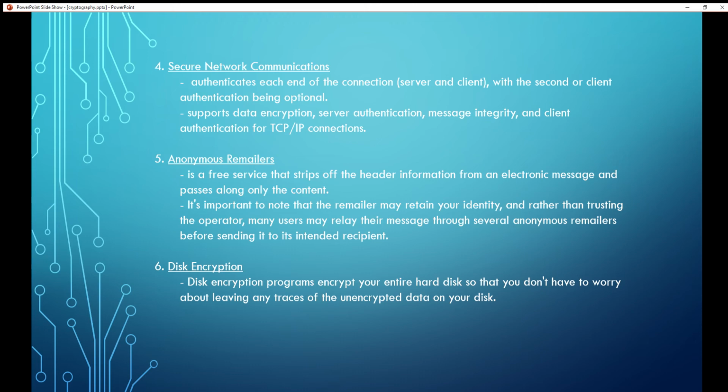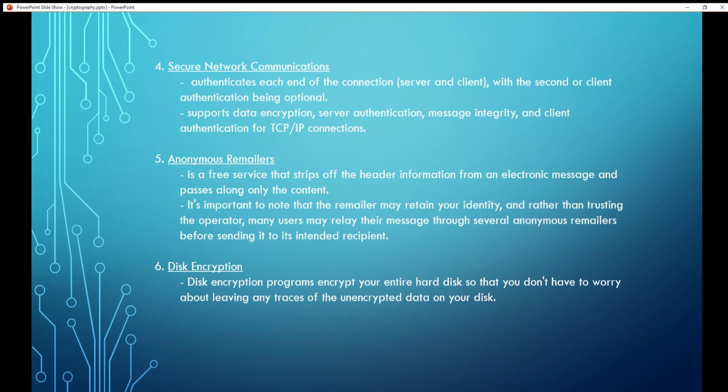Fifth is anonymous remailers. It is a free service that strips off the header information from an electronic message and passes along only the content. It's important to note that the remailer may retain your identity, and rather than trusting the operator, many users may relay their message to several anonymous remailers before sending it to its intended recipient. This way, only the first remailer has your identity, and from the endpoint, it's nearly impossible to retrace.